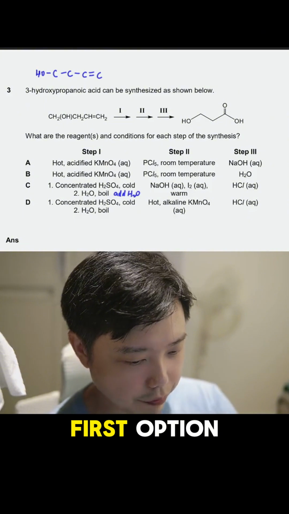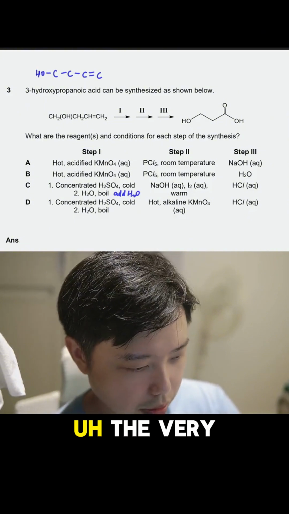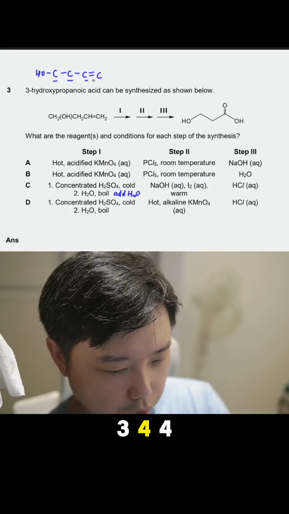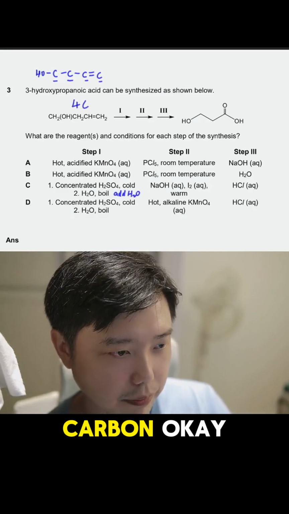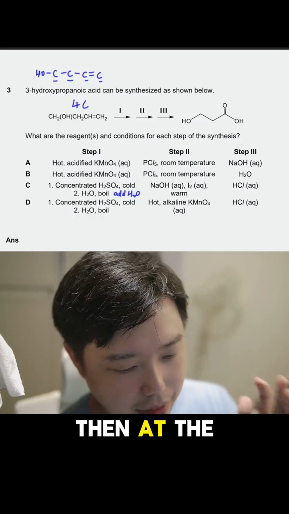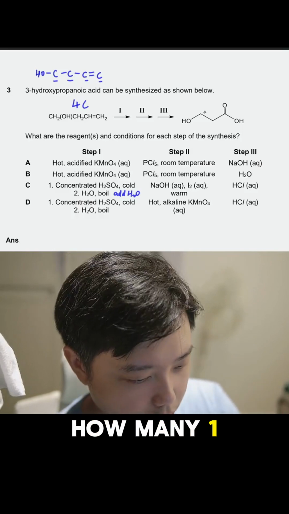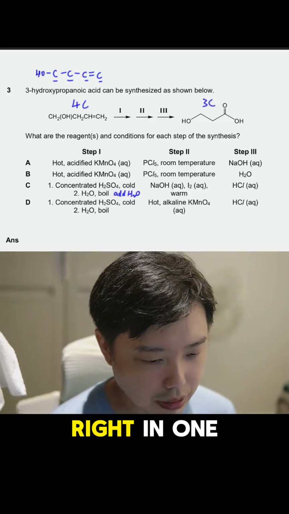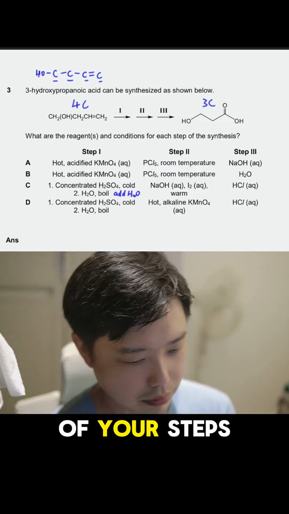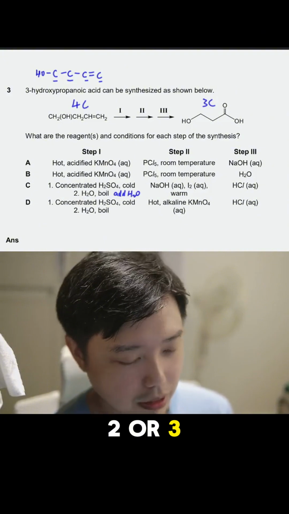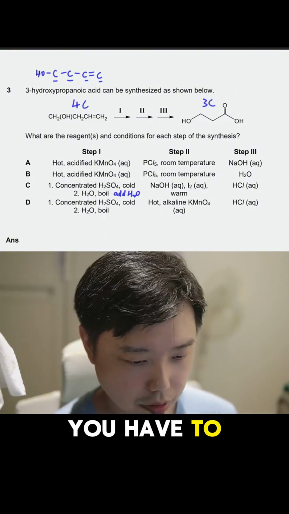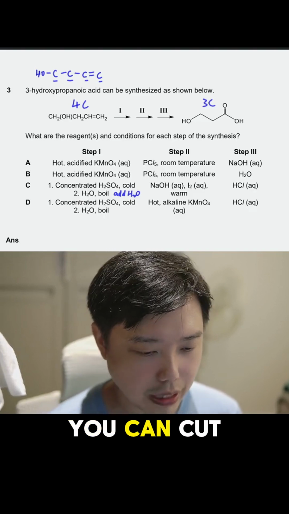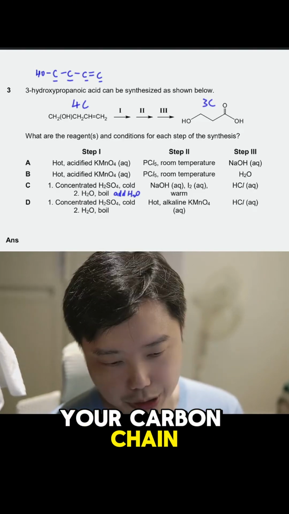So if you look at the first option, the very first molecule, you have 1, 2, 3, 4. 4 carbons. And then at the end, you have how many? 1, 2, 3, 3 carbons. So definitely, in one of your steps, 1, 2, or 3, you have to have a step down. You have to cleave something off. So there's only 2 ways that you can cut your carbon chain.